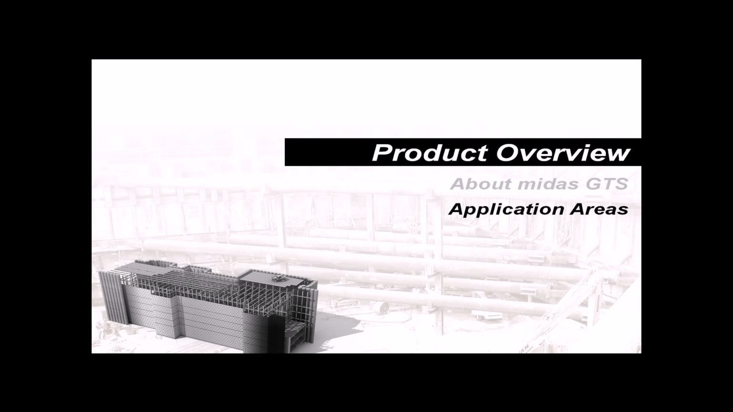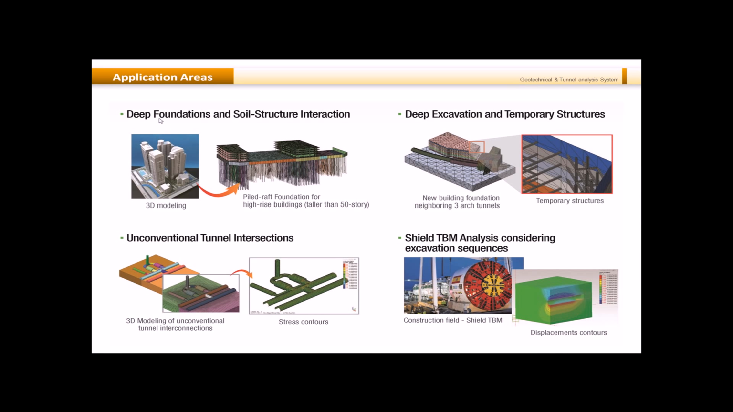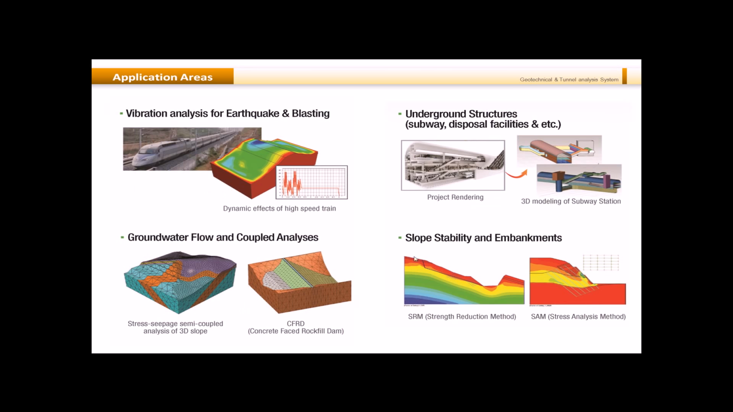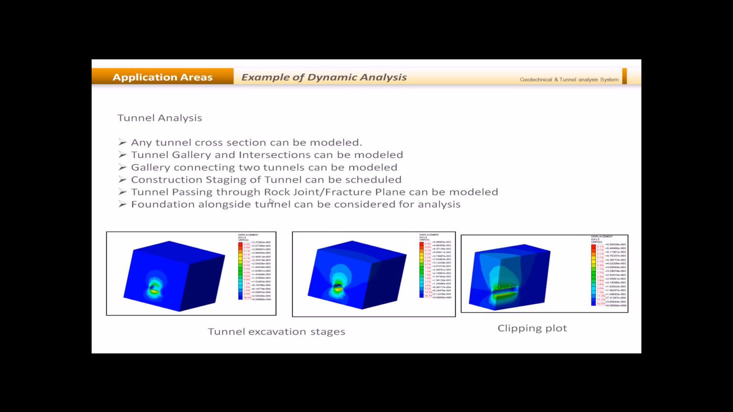Talking about the application areas, Midas GTS can be used for deep foundation and soil structure interaction, deep excavation and temporary structures, unconventional tunnel intersections and tunnels, shield TBM analysis considering the excavation process, vibration analysis for earthquake and blasting, underground structures, groundwater flow and coupled analysis, and finally you can also do slope stability analysis in Midas GTS for 2D and 3D projects.